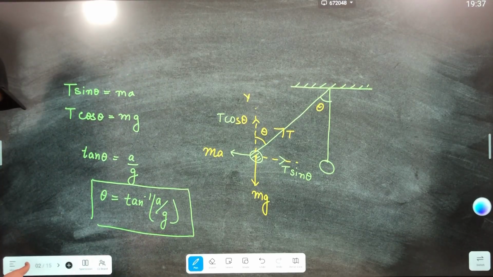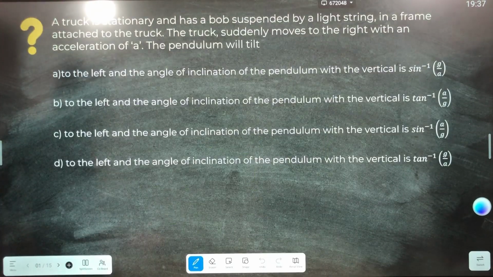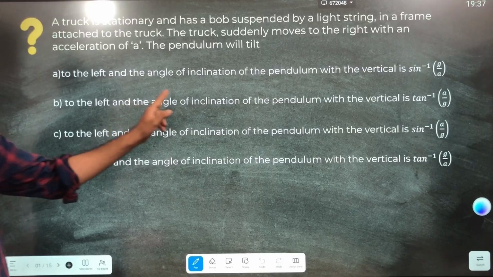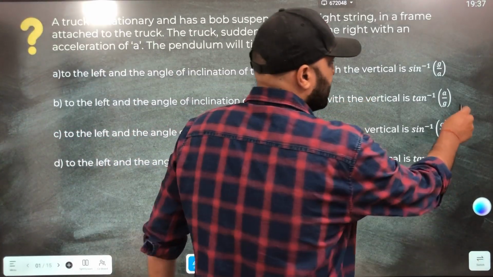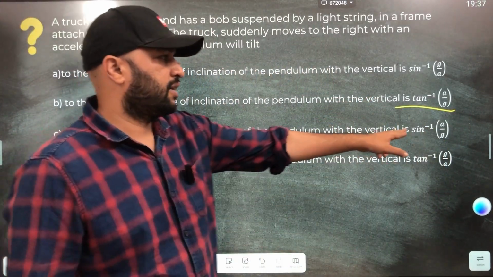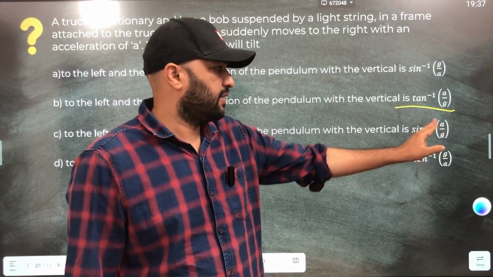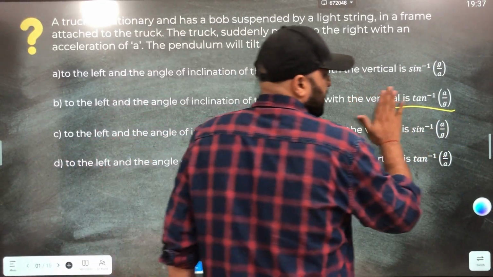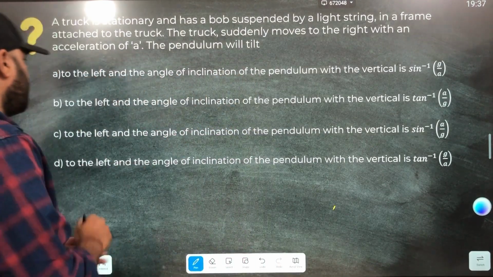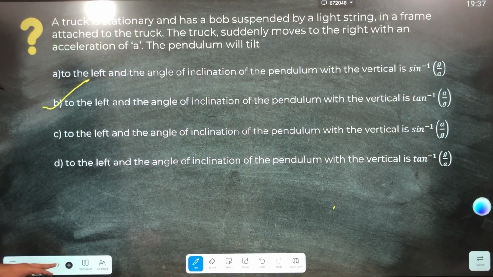Let's see our options. The correct option in this question is: to the left, and the angle of inclination of the pendulum is tan inverse a by g. Be very careful, you are also given sine inverse. Sine inverse a by g is not correct. The correct answer is tan inverse a by g, so option B is our correct answer.